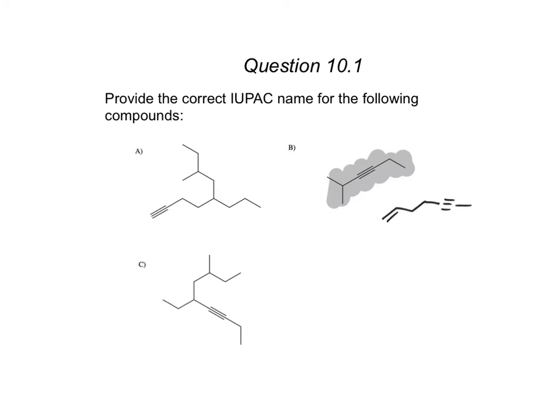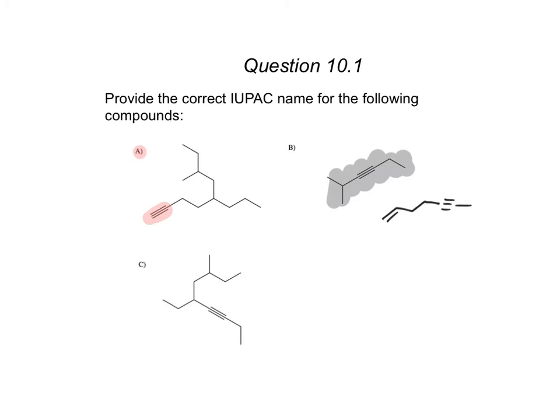Okay, so we had gone over these in class, but I'll go ahead and answer. I'm coming up with the correct IUPAC name for the following compounds. Again, with respect to alkynes, we're looking for the longest carbon chain that contains the carbon-carbon triple bond. If we start over here with A, we'll find that we've got our carbon-carbon triple bond here. Again, we're looking for the longest chain.